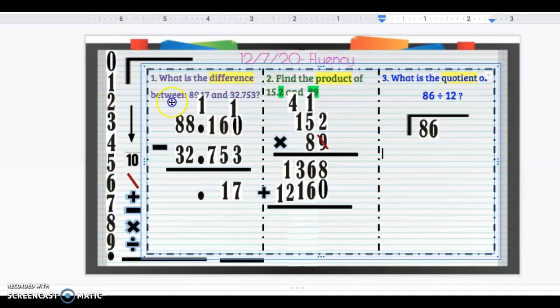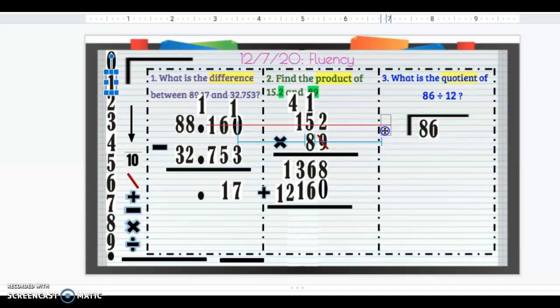And 12 goes on the outside. We follow the same rules that we have been by asking ourselves our questions. How many times does 12 go into the number in the house? So let's start off by asking ourselves, how many times does 12 go into 8? Well, 12 times 1 is 12, so that's too big. So I have to do 12 times 0.